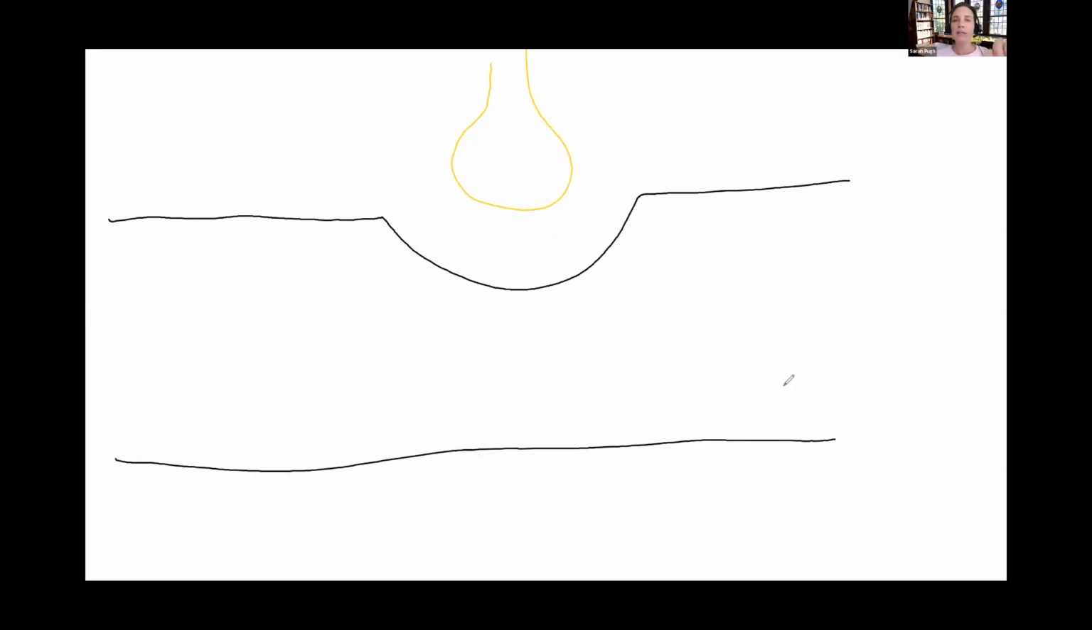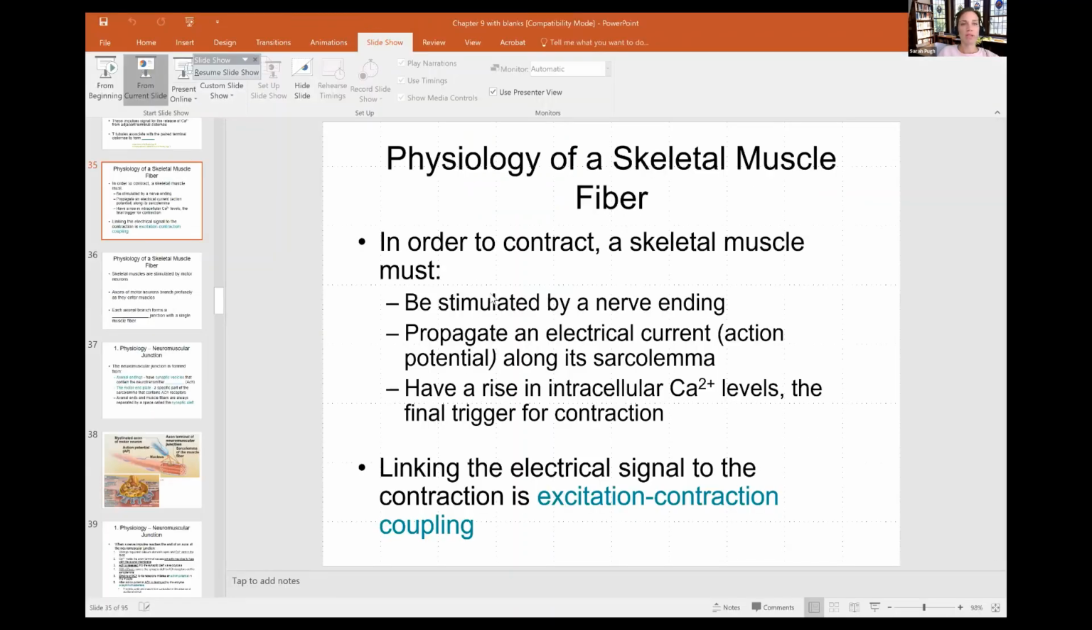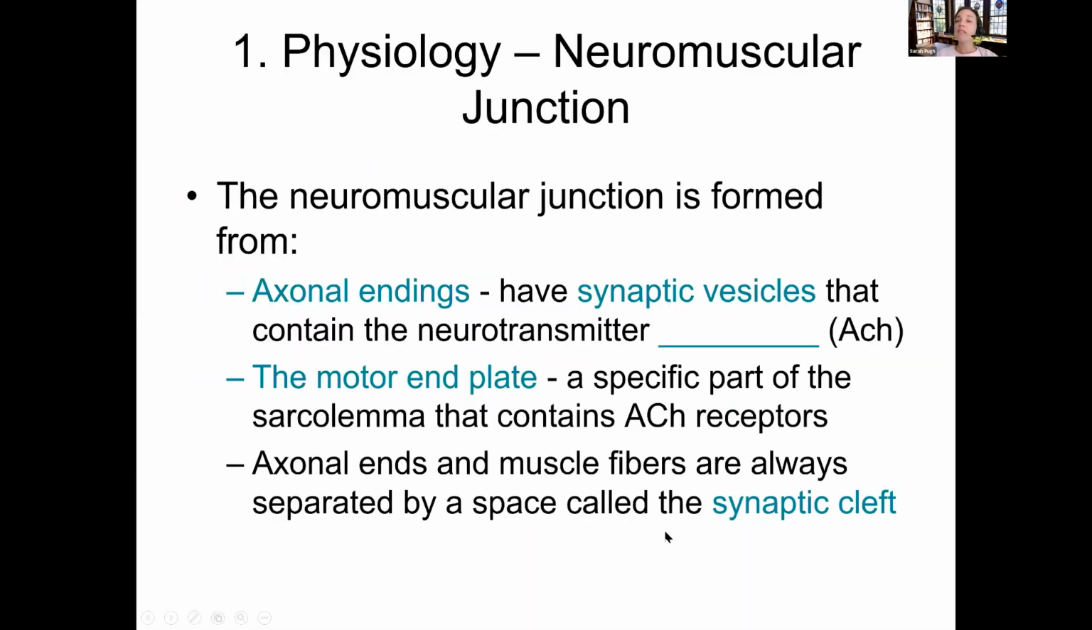So that area between that yellow neuron and the muscle cell, notice how they're not touching. That is called the neuromuscular junction. It's just that area between the neuron and the muscle cell. Okay, and so some of the things that we're going to find in the neuromuscular junction, we'll talk about them and then we'll draw them out on that drawing we just did.